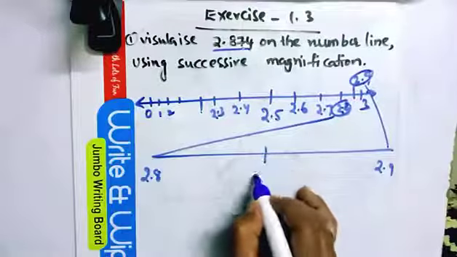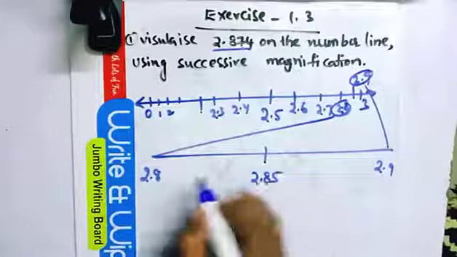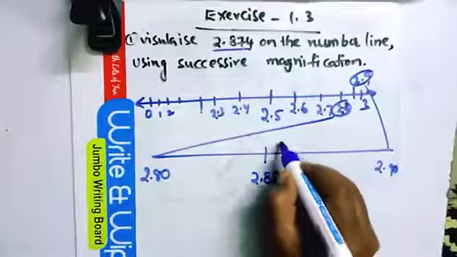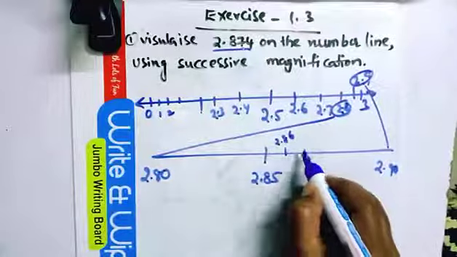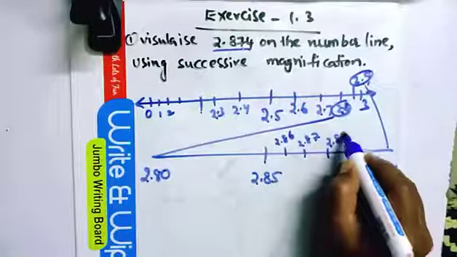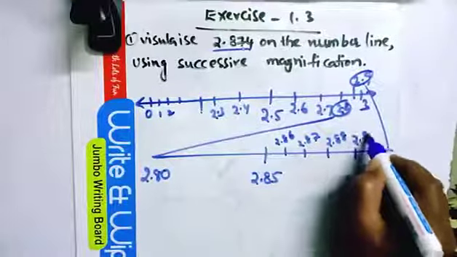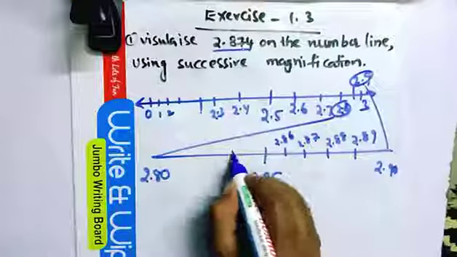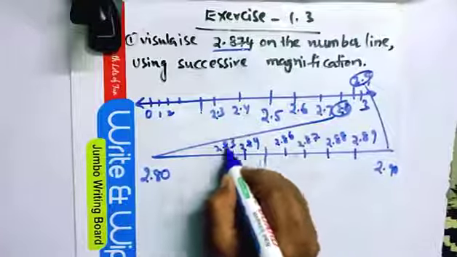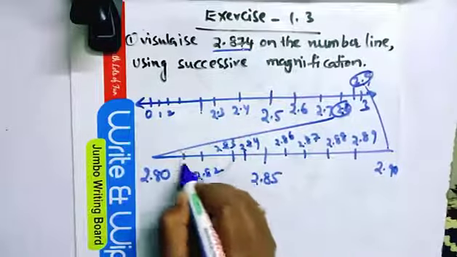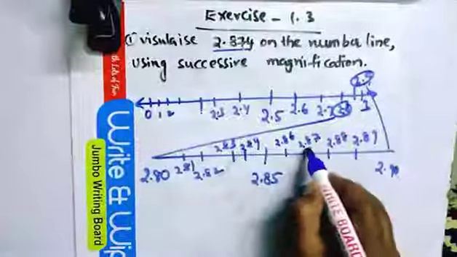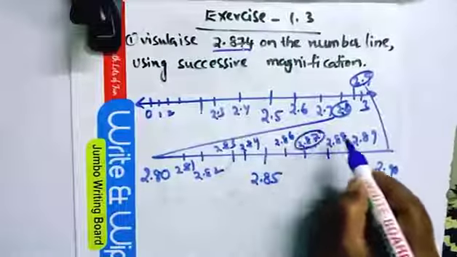The middle number you will get is 2.85. Next you will get 2.86, 2.87, 2.88, 2.89. Next 2.84, 2.83, 2.82, 2.81. Now here we have 2.87. Next to it, 4 is there.